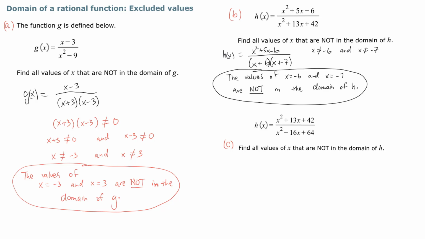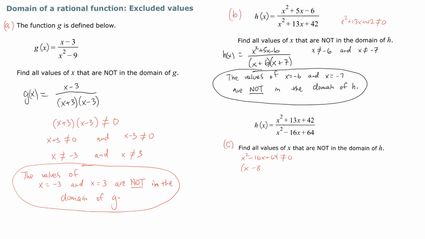Now we have a different function, different h of x, and we're going to start off in a very similar manner. X squared minus 16x plus 64 cannot be 0, right? I should have written that up here as well. We could factor this. This is a perfect square trinomial.